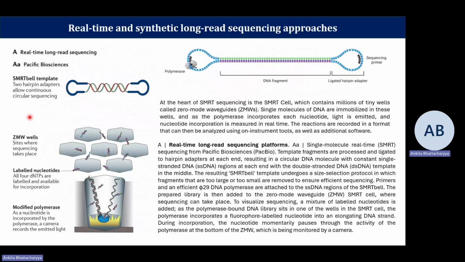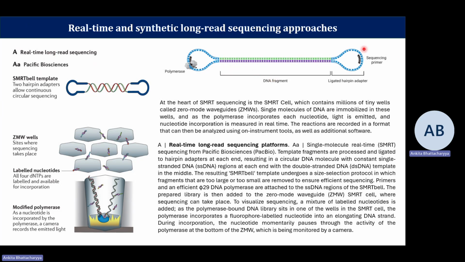Now, for these sequencing approaches, there are different types of templates which are present. Let me just quickly revise this particular template because it was so unique. If you remember, this is the SMRT cell, which is at the very heart of SMRT sequencing, which contains millions of tiny wells called zero mode waveguides. Single molecules of DNA get immobilized in these wells, and polymerase incorporates each nucleotide. So they're sort of like a double-headed hairpin-like structure.